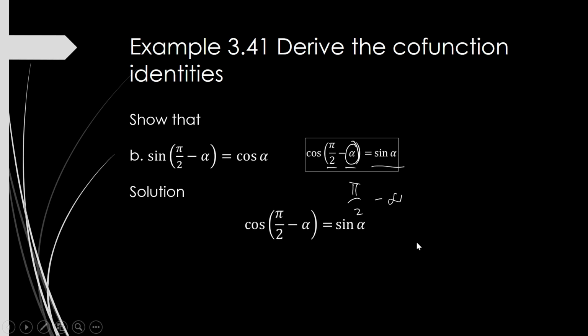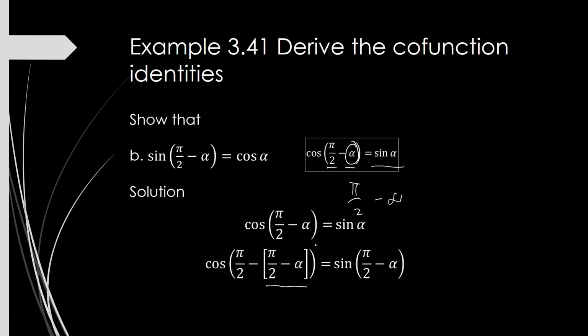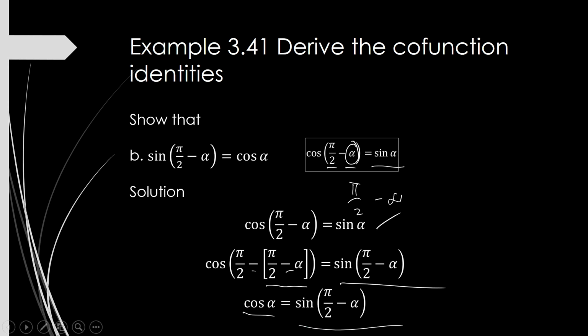So this is our identity. Cosine of pi over 2 minus alpha is sine of alpha. Again, I will replace alpha by pi over 2 minus alpha, and that is equal to this. Sine of pi over 2 minus alpha, using this cofunction identity. And pi over 2 minus pi over 2 is 0. Minus negative is positive. So you have there cosine of alpha. Cosine of alpha is equal to sine of pi over 2 minus alpha. And that is the second cofunction identity.